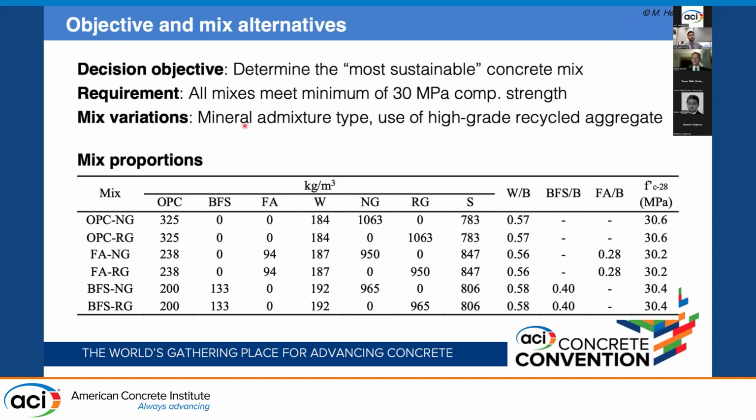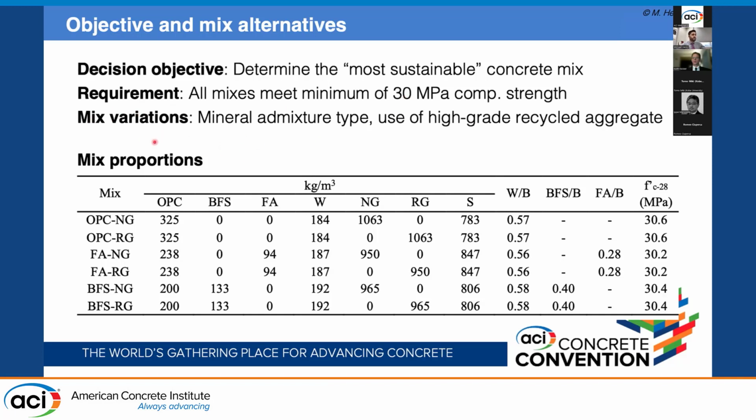In this case, in order to compare mixes that have equivalent performance, we have set the decision alternatives to meet a minimum performance requirement. Our minimum performance requirement is a strength of 30 megapascals. We can, of course, add other requirements such as flowability, because the fresh properties of concrete are also critical, durability, and so forth. However, just for this demonstration, we are just comparing mixes with equal compressive strength.